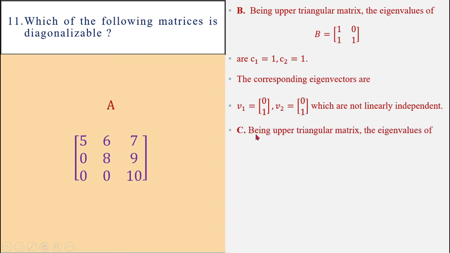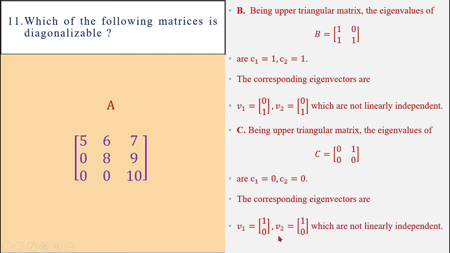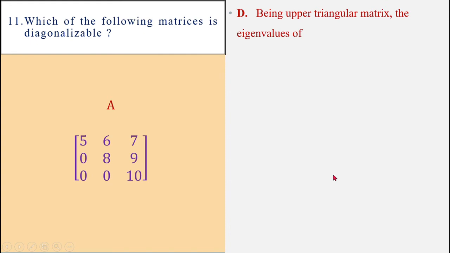Option C is an upper triangular matrix and so its eigenvalues are again c1 is equal to 0, c2 is equal to 0, and so the corresponding eigenvectors are also the same, that is 1 0 and 1 0, which are not linearly independent. So this matrix is also not diagonalizable.